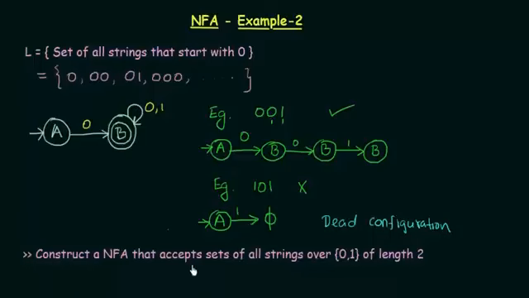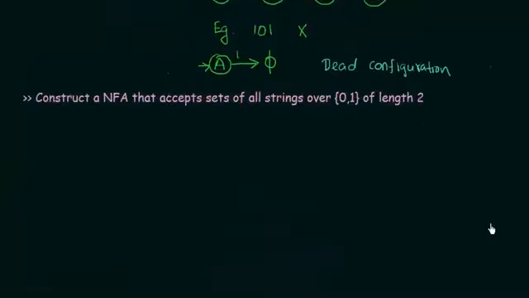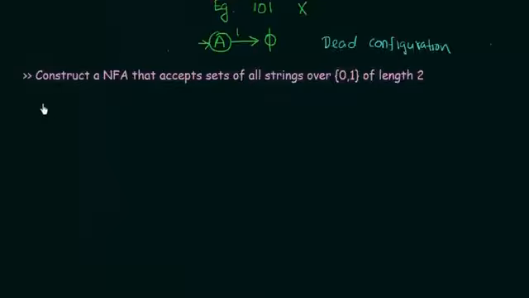Construct an NFA that accepts the set of all strings over 0, 1 of length 2. So if you remember, we have done this same thing for DFA as well. So let us see how to construct the NFA for this. Before starting, here our input symbols are 0 and 1, and our language is the set of all strings over 0, 1 of length 2. So what will be the set of all strings of length 2 over 0, 1? They will be 00, 01, 10, and 11. Okay, now let's see how to construct the NFA for this.